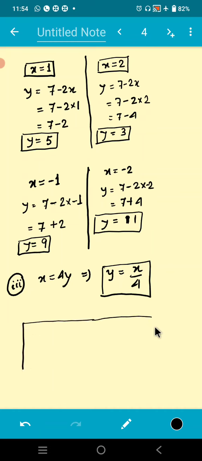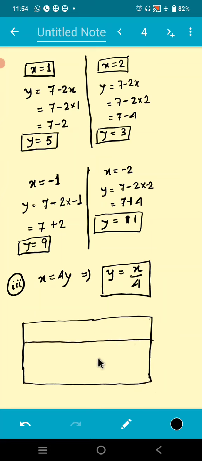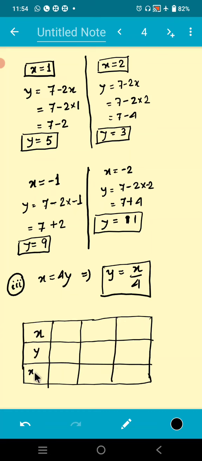Now this time again we have to take 4 solutions. So this box is very important, students. Yes. So this is x, y, x comma y. Okay. Now suppose if we put 0 here, you can put 0 also. So the value of y would be also 0. So the ordered pair would be 0 comma 0.